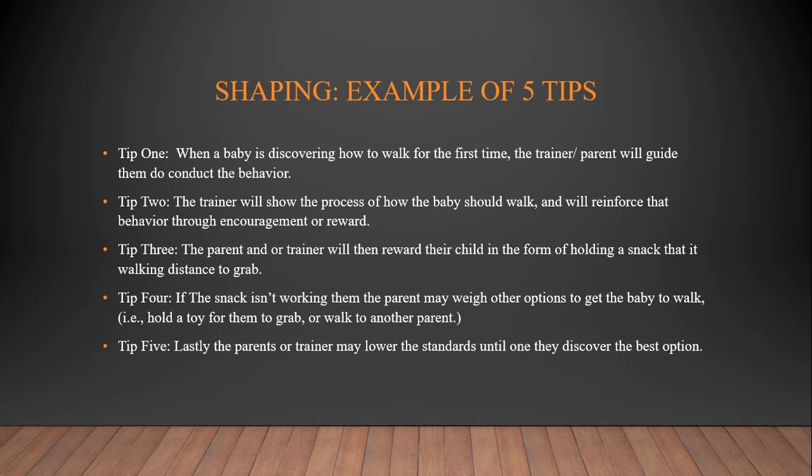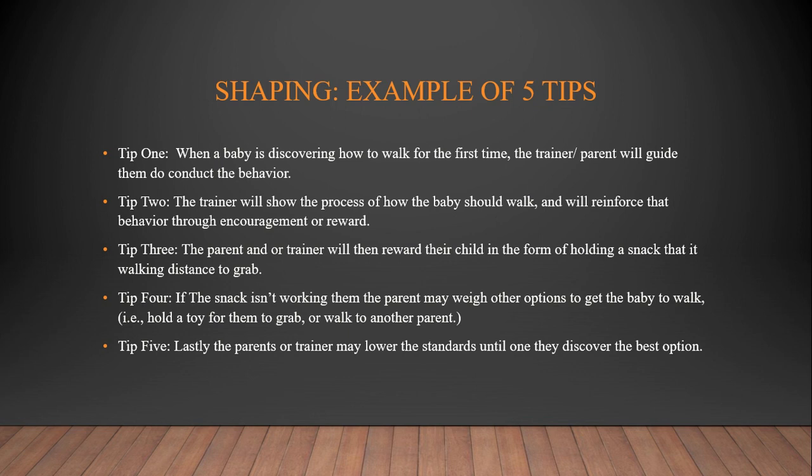And then there's 5. So I want to go back into the 5 tips and here are some examples so that it's more easily relatable, and so that you know how to distinguish the tips. So I used how a baby would be walking as a way to show how shaping the behavior works. So for tip 1, the behavior that a parent would want to do is teaching their child how to walk for the first time. So that would be the parent or the trainer conducting that behavior. So showing them how to walk or standing them up.